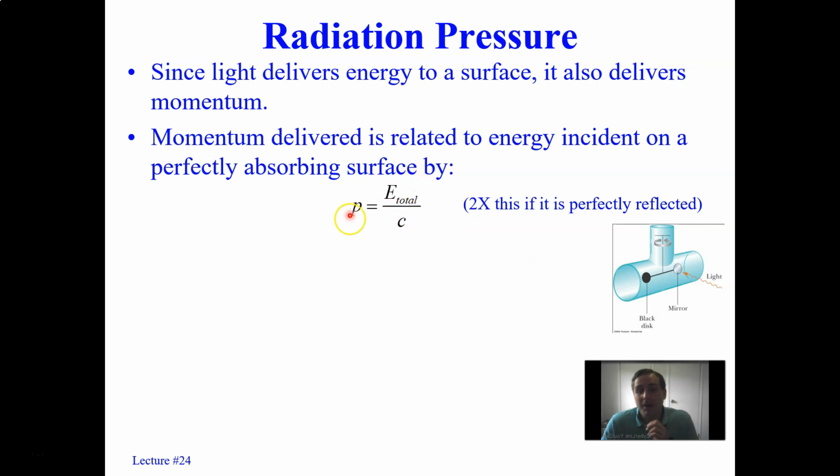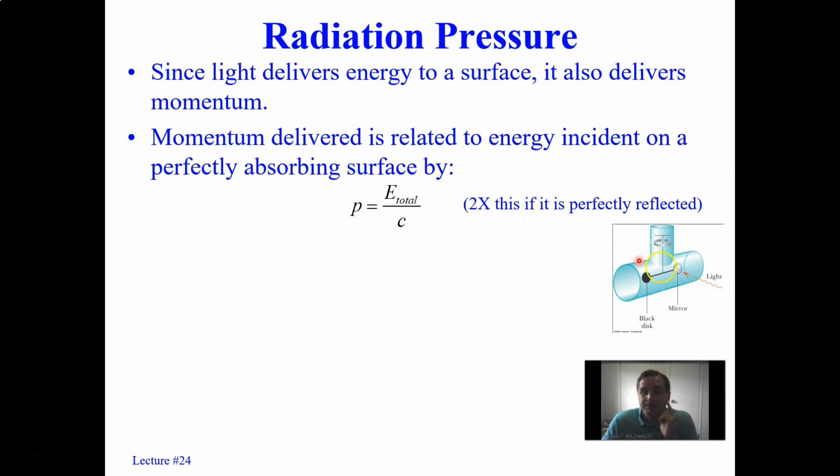You would multiply this by a factor of 2 if it's a perfect reflector, because you're going to have more momentum if it's a directional change as opposed to being absorbed. That's the difference between an inelastic collision, which is absorbing, versus an elastic collision, which is bouncing.